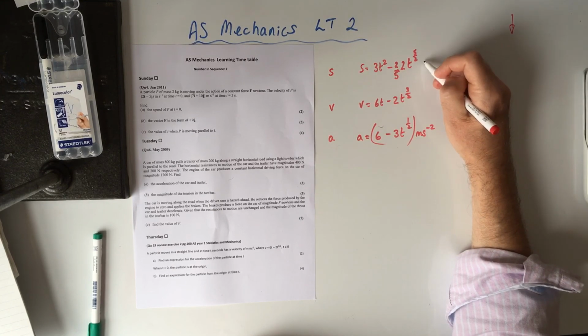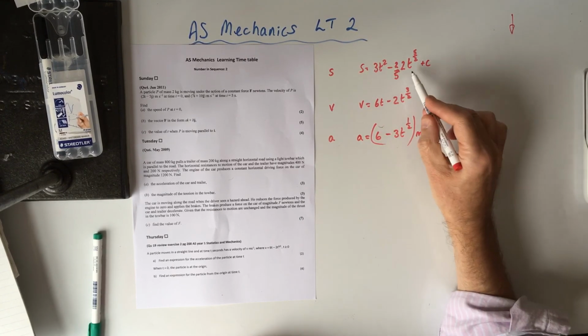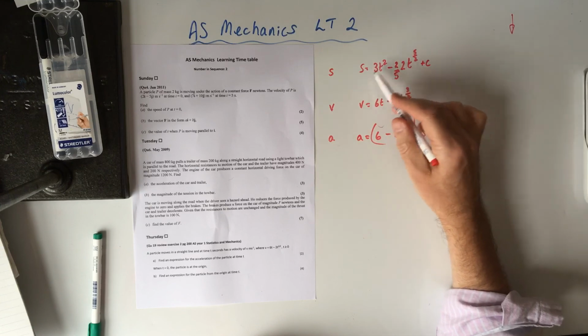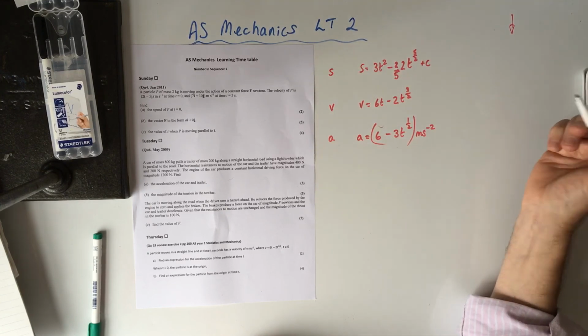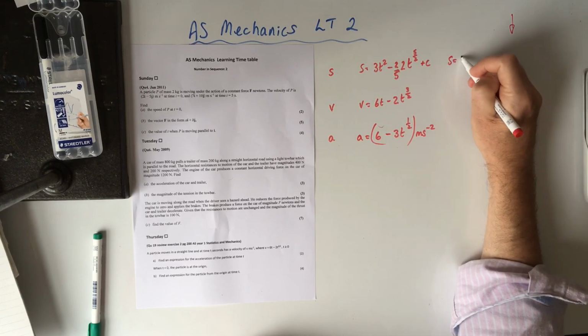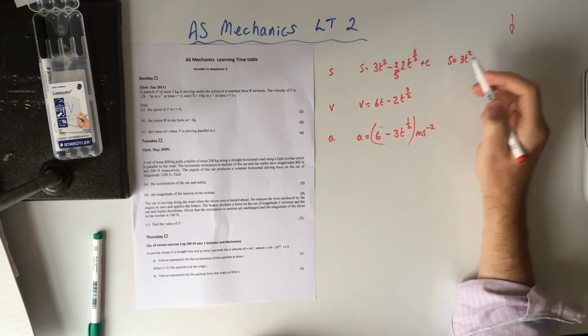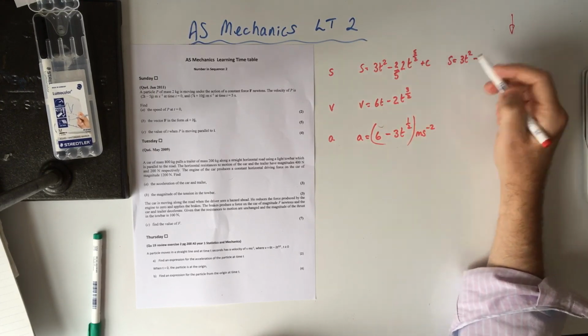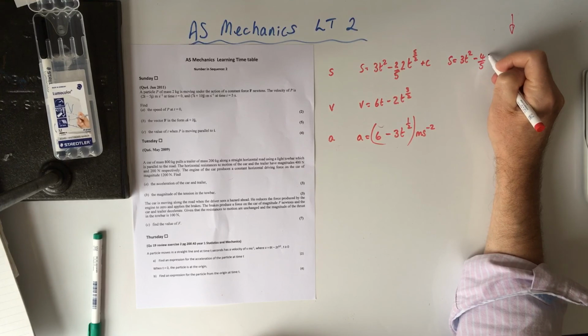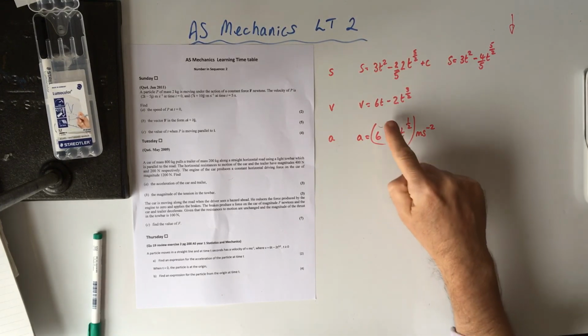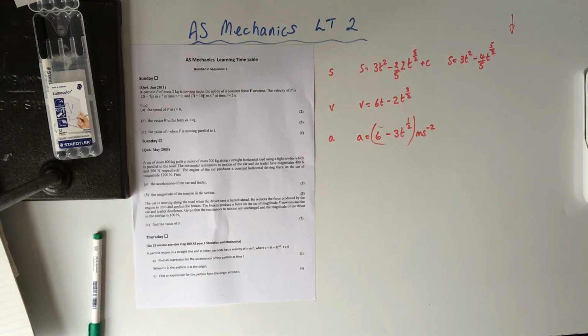So let's just, there would be a plus c on the end, but when t is 0, s is 0, so that just cancels that, so c is 0, so s is equal to 3t squared minus 2 2's are 4, 4/5 t to the 5 over 2. There we go, and that's that integrated to that. And that's it. That's for this week. Hope that all makes sense.